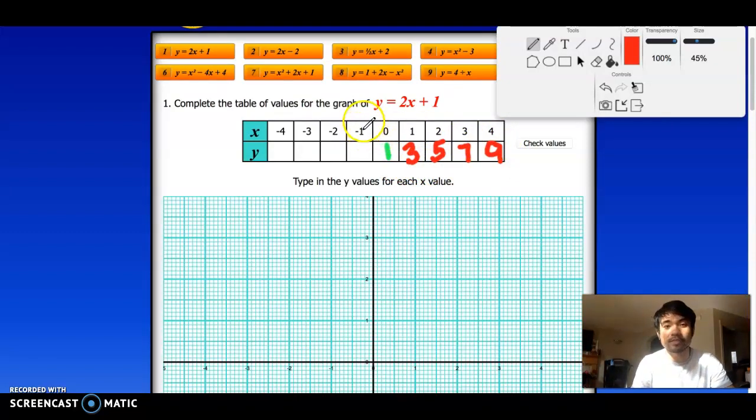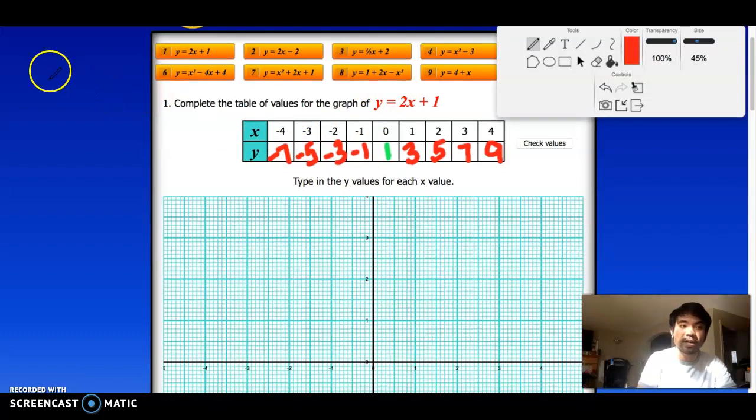Please be careful of your negatives. Negative 1 times 2 is negative 2. Negative 2 plus 1 is negative 1. Negative 2 times 2 is negative 4. Negative 4 plus 1 is negative 3. Negative 3 times 2 is negative 6. Negative 6 plus 1 is negative 5. Negative 4 times 2 is negative 8. Negative 8 plus 1 is negative 7.